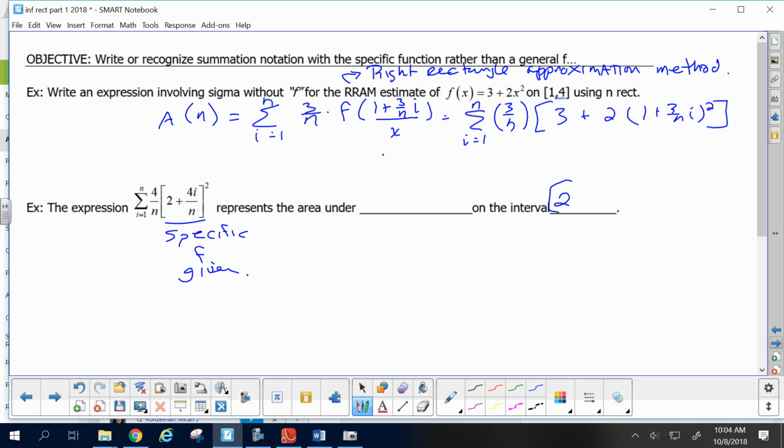4. Okay, remember each subdivision is the total region divided by how many rectangles? 4 over n means the total region is 4. And they divided it in chunks, so it's 4 wide. Well, if it started at 2, went 4 wide, it ends at 6. Okay, last but not least, it seems like that x value of start plus delta x is being squared. So therefore the function must be just straight up x squared.